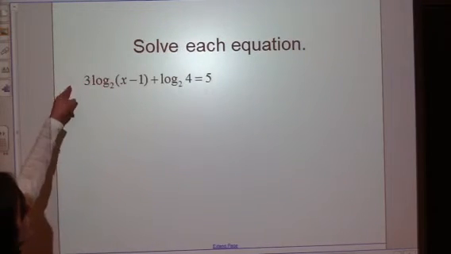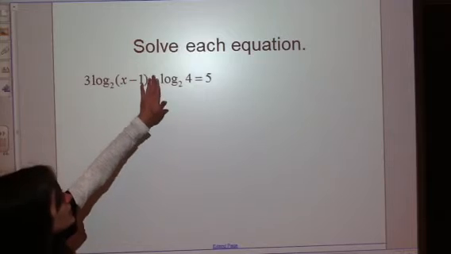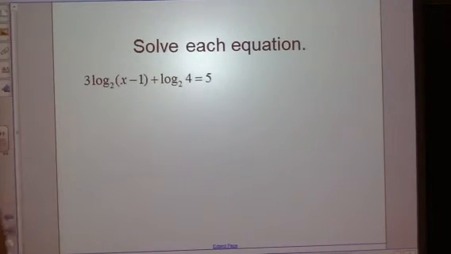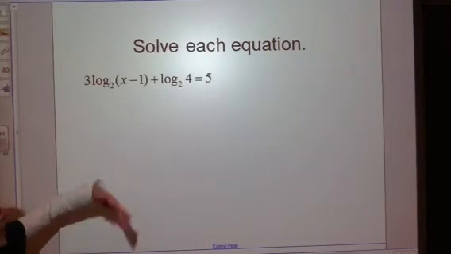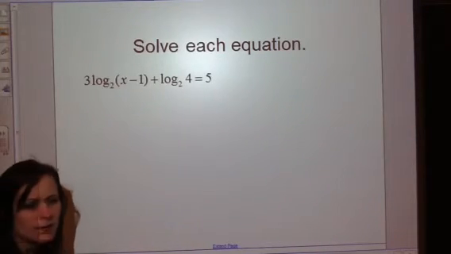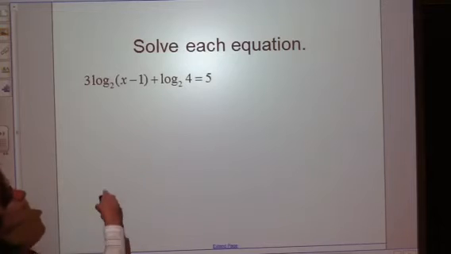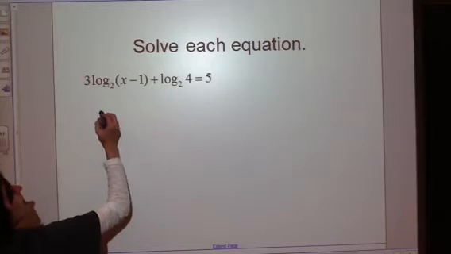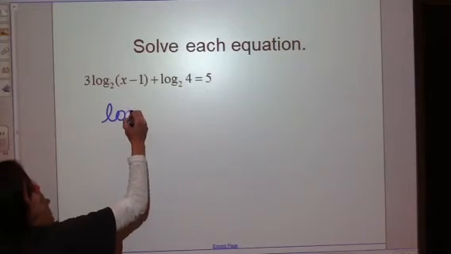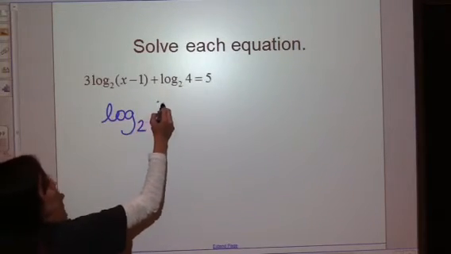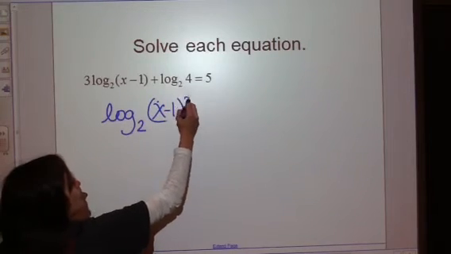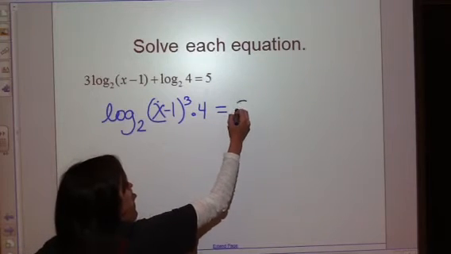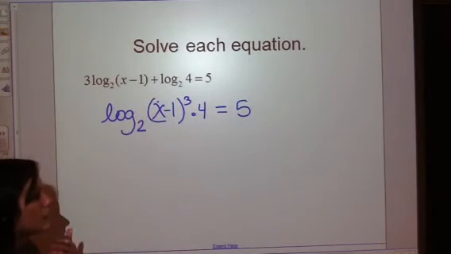So here we got 3 log base 2 of x minus 1 plus log base 2 of 4 equals 5. You do not have a single logarithm on each side. This side has 2, so let's combine that side and make it a little bit easier. So combine it, unpause the video, and then see if you got it correct. So you combine this, you would get log base 2 of x minus 1 to the 3rd, because at 3, you would get times 4. The reason you would get times 4 is because it says plus.